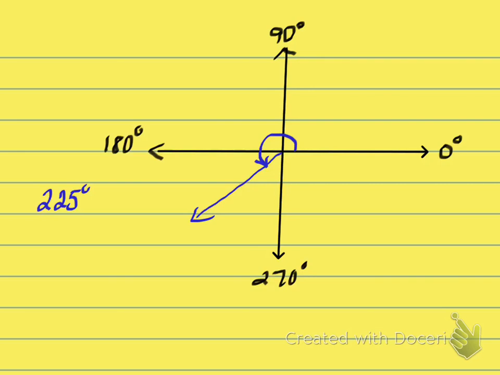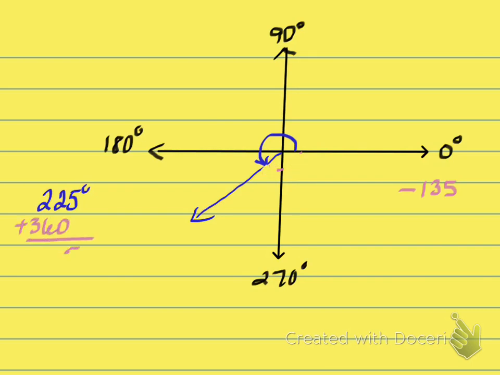Another example, 225 degrees. That's my picture. I've gone beyond the 180. It's in the third quadrant. Well, in violet, if we took away 135, if we had a negative 135 degree angle, that would be coterminal.